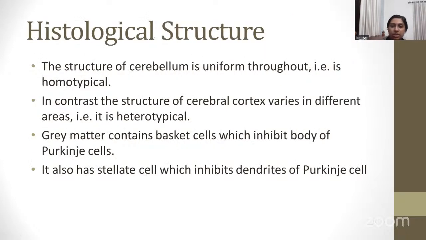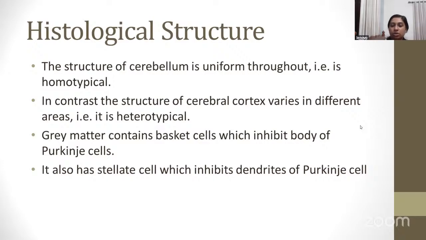Okay, now coming to the histological structure of the cerebellum. We have already mentioned that the cerebellum's structure is almost uniform throughout. So it is otherwise called homotypical structure. And when we take into consideration the cerebral cortex, it varies in different areas, so it is heterotypical. So the cerebellum is basically homotypical. Any part of the cerebellum resembles the other part.